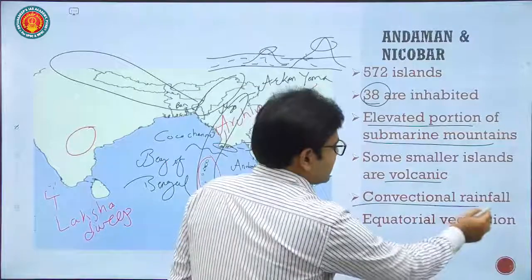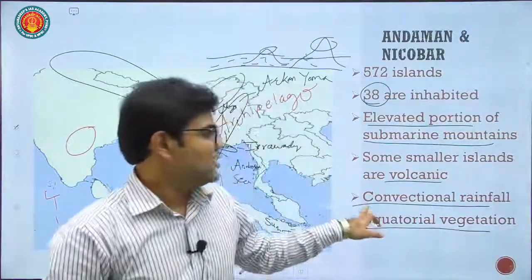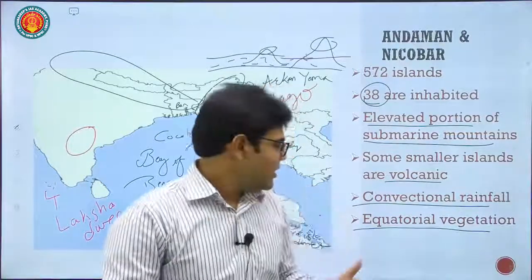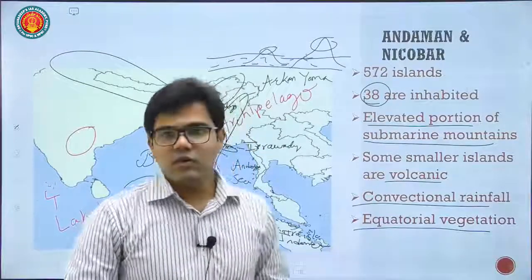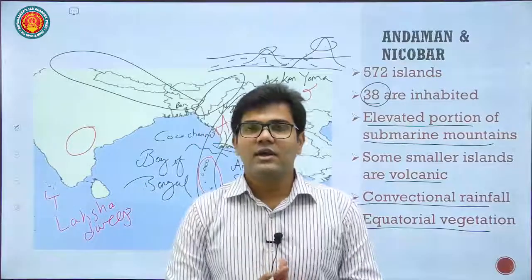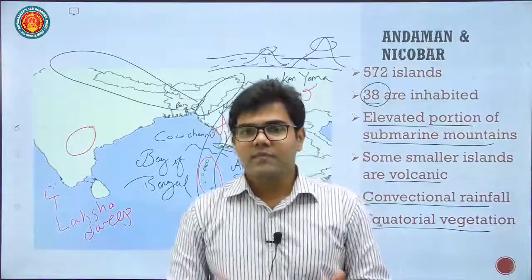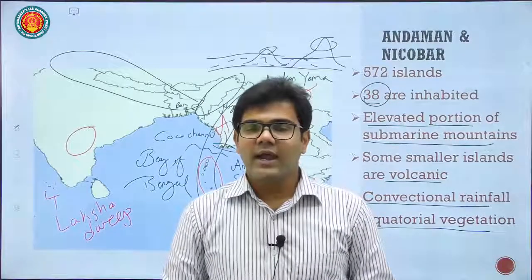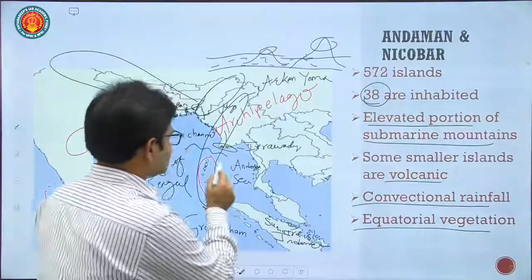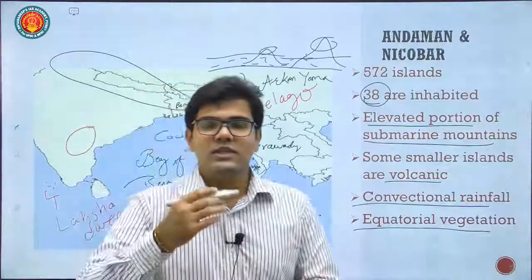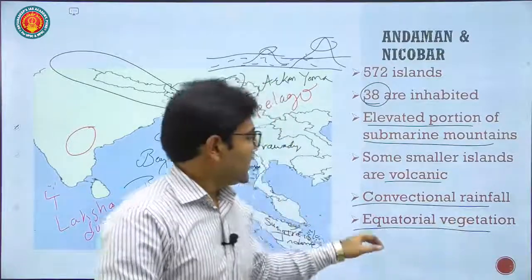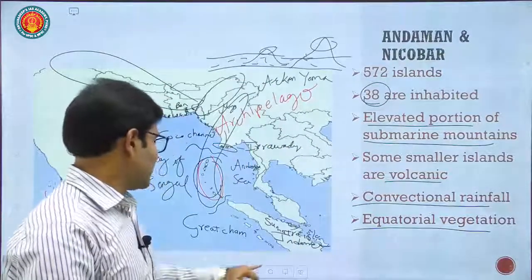About climate and vegetation, the climate here is equatorial. So here we get convectional rainfall, and the vegetation thus formed is equatorial vegetation. What does convectional rainfall mean? It means the rainfall is present every day. In the afternoon there is very high temperature, so the air heats up, and due to the abundance of seawater, the humidity is high. So in the evening, as it cools, the rainfall comes. That is called convectional rainfall, and we have equatorial vegetation in the Andaman and Nicobar Islands.